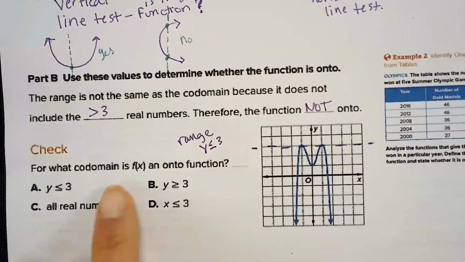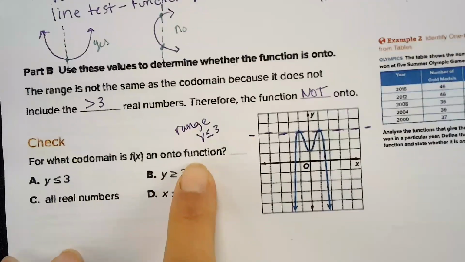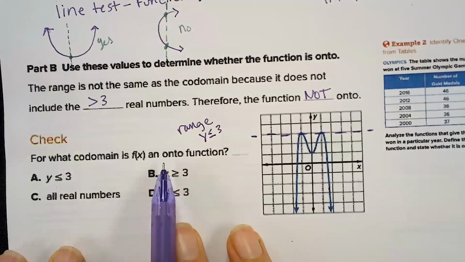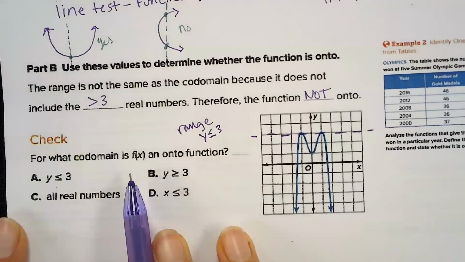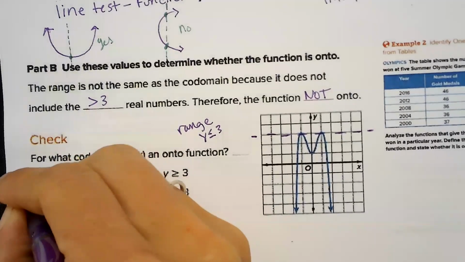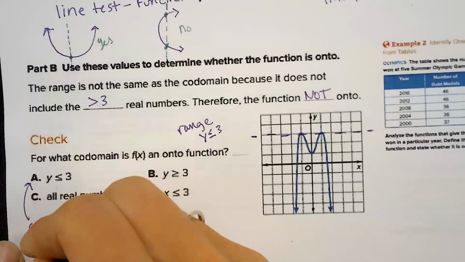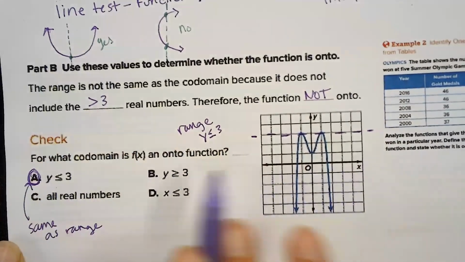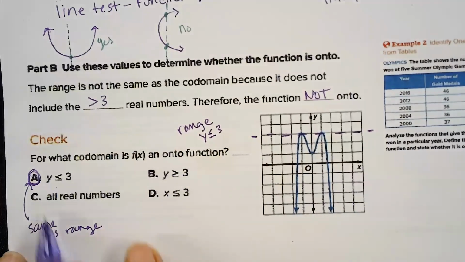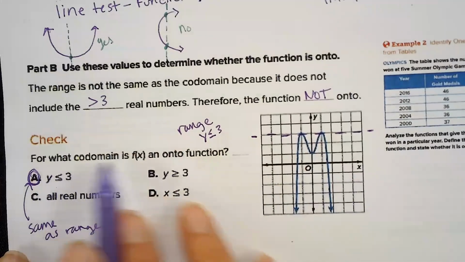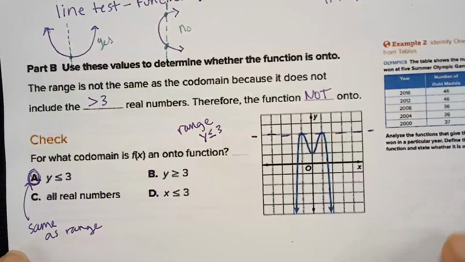It says for what codomain is f of x an onto function? This was actually an ACT question, a retired ACT question. Kind of confusing because what is a codomain and what is onto? Well, that's what we're learning about today. And for a function to be an onto function, the codomain has to be the same as the range. Well, the range is y is less than or equal to 3. So to make this function be an onto function, the codomain has to be stated as y is less than or equal to 3. Okay, so really what this question is asking you is what is the range? And just make it a little more difficult than that.